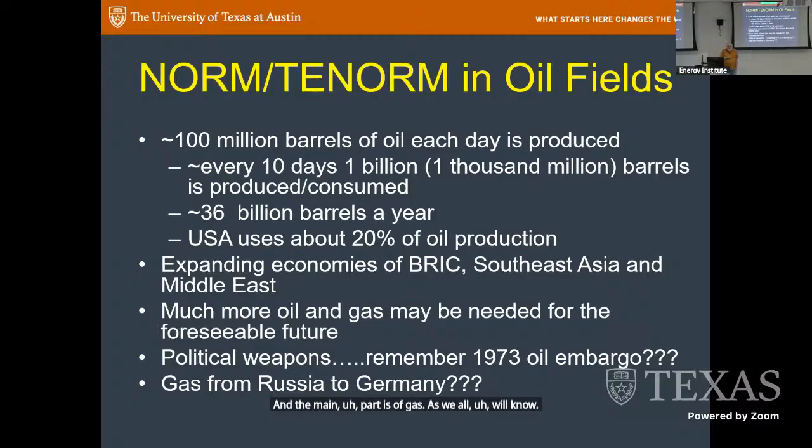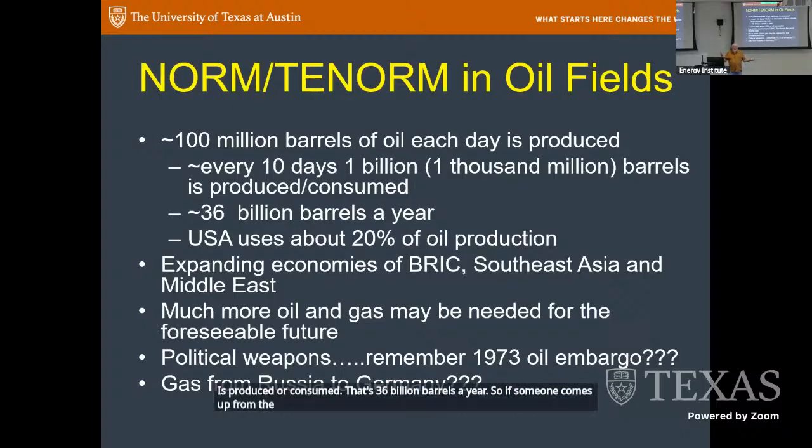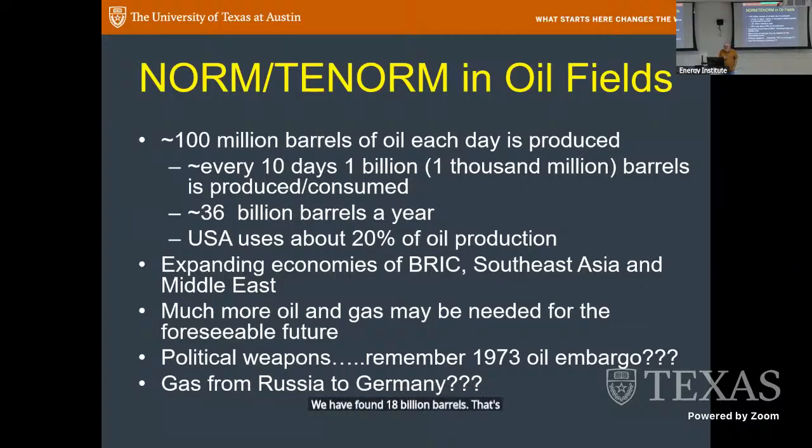There are about 100 million barrels of oil produced each day. Every 10 days, 1 billion, or in the European style, 1,000 million barrels is produced or consumed. That's 36 billion barrels a year. So if someone comes up from the great state of Alaska and says, we have found 18 billion barrels, that's only a few months, right? So oil is used quite a lot. The USA uses about 20% of the oil production.